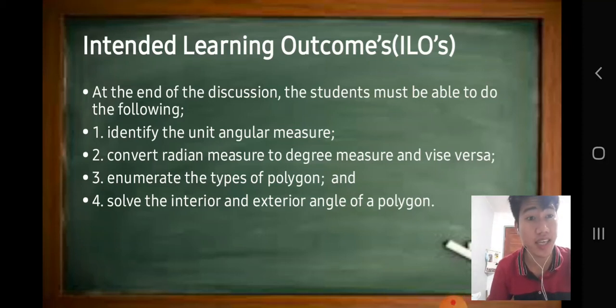Before we discuss our lessons for today, here are the intended learning outcomes, or the ILO. At the end of the discussion, the students must be able to do the following. First is identify the unit angular measure. Second is convert radian measure to degree measure and vice versa. Third is enumerate the types of polygon. And fourth is solve the interior and exterior angle of polygon.